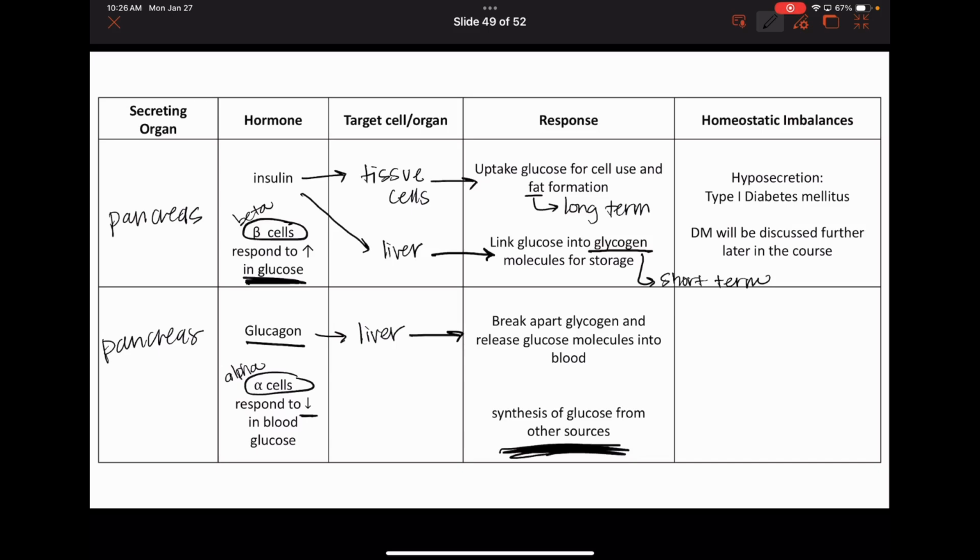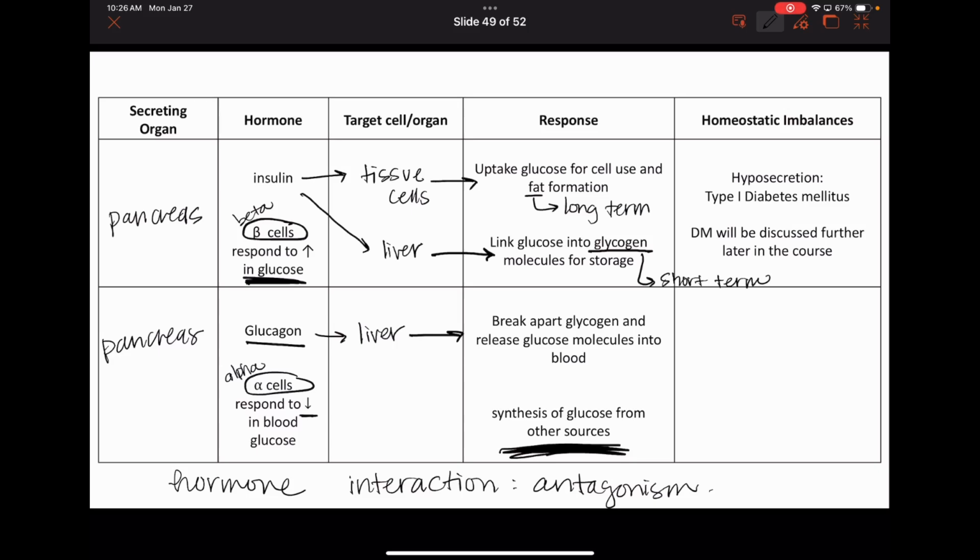So if these two hormones both act on the liver, but one is for storing glucose and the other one's for releasing glucose, what kind of hormone interaction is that? Yes, it's antagonism. Or you can say that they are antagonists to each other. So is everyone okay with that? Okay.